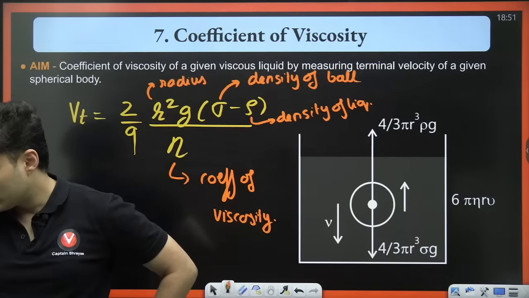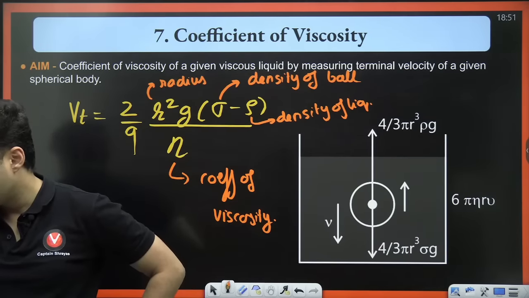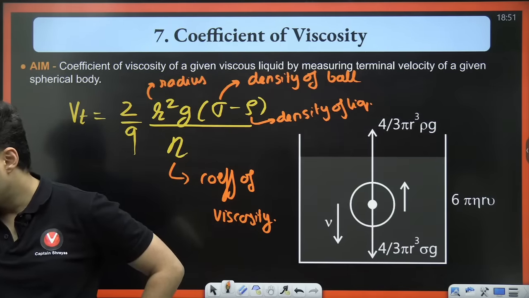No, terminal speed is not 6 pi eta rv. That is wrong, Roshan. Be careful.